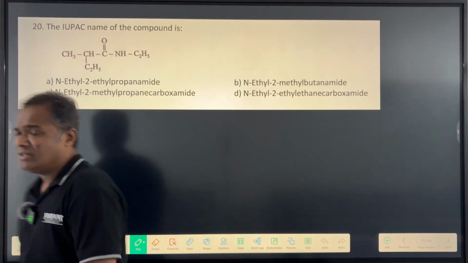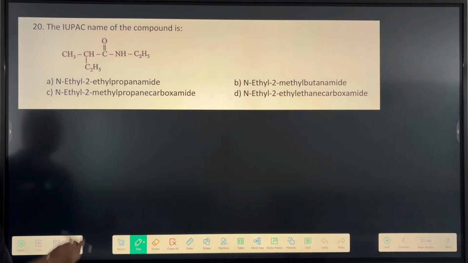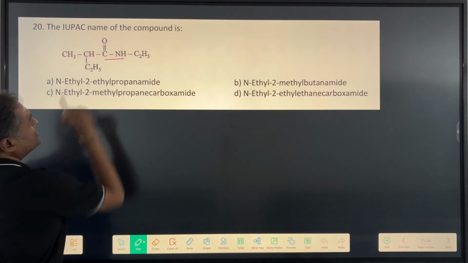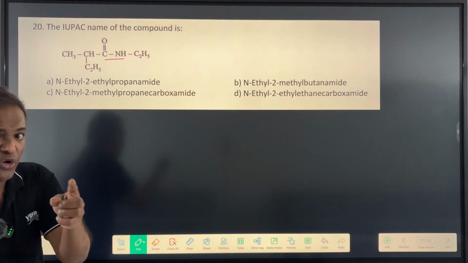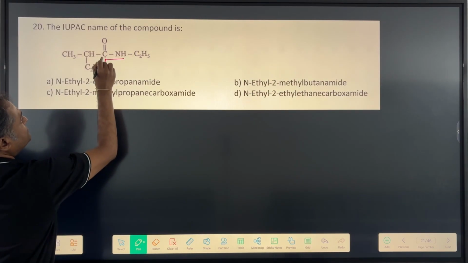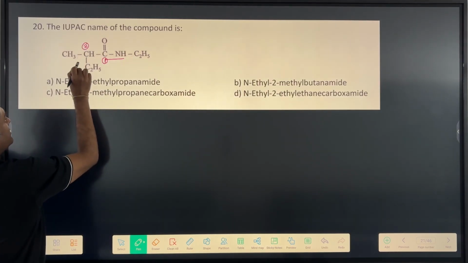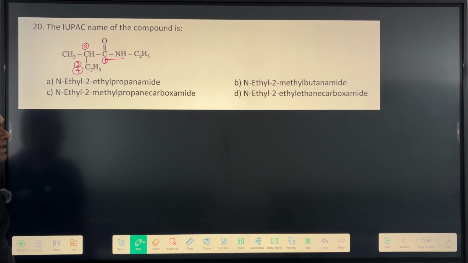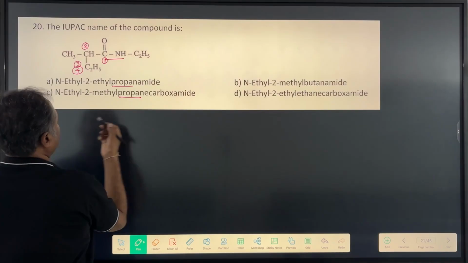Now over here, child, this is a very simple question based on IUPAC. Here you can see this is an amide linkage, and according to IUPAC you have to select the long chain which should include the functional group carbon. Over here this can be number 1 carbon, this can be number 2 carbon, this can be number 3 and this can be number 4. So there are 4 carbon atoms in the amide. Now with 4 carbon atoms, if you see option 3, it cannot be the answer.